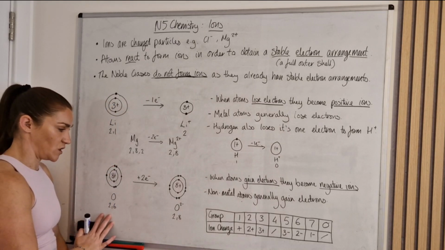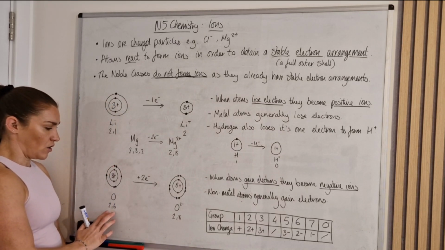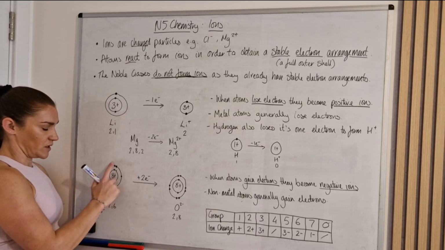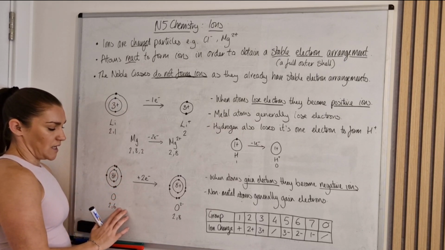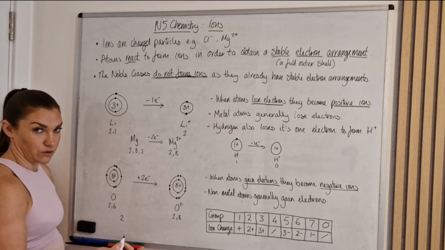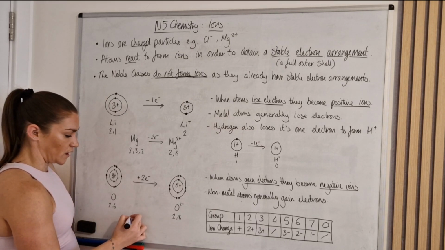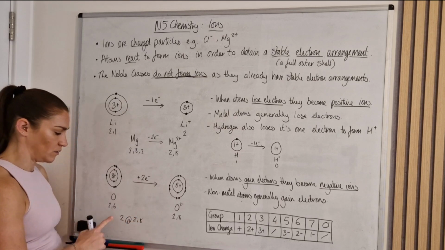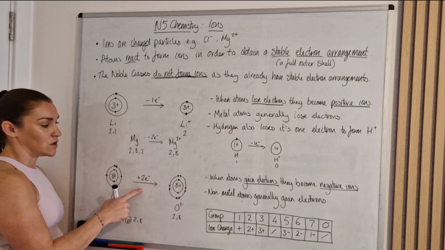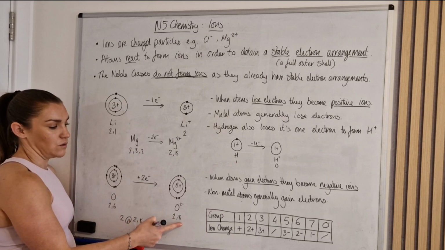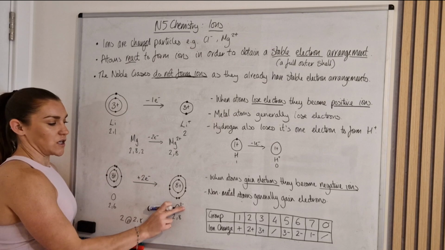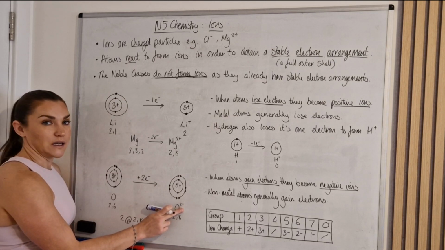So if we take oxygen as an example here, oxygen's electron arrangement is 2, 6. It's got 2 electrons in the first level, 6 in the second. For the most stable electron arrangement it could possibly have, it could go down to 2 by losing 6 electrons, or it could go up to 2, 8. That only involves gaining 2 electrons, so that's exactly what happens. So it gains 2 electrons and it becomes 2, 8. Because it's gained 2 negative electrons, its charge ends up as 2 minus.